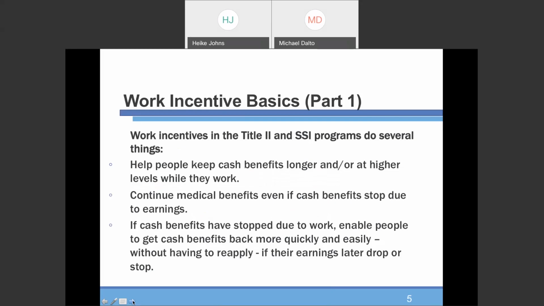So, some basic points about work incentives: in both the Title II and SSI programs, work incentives do a few things. First, they can help people keep their cash benefits longer and or at higher levels when they're working. If people earn enough to stop their cash benefits, they can still keep medical benefits with the help of other work incentives. And finally, if people's cash benefits stop because of work, there are other work incentives that can let them get their cash benefits back again without having to reapply, generally much more quickly and easily than reapplying if something happens to their job later, if their earnings later drop low enough, or if they stop working.